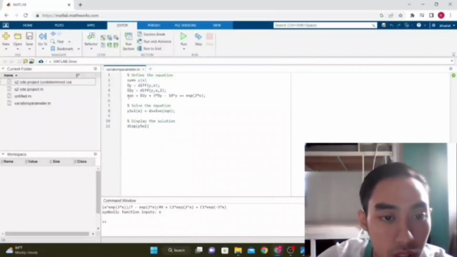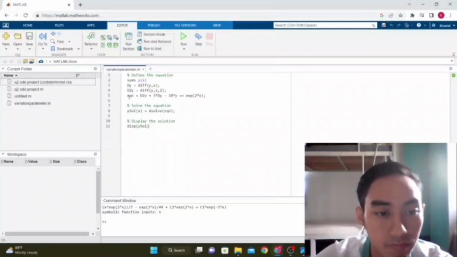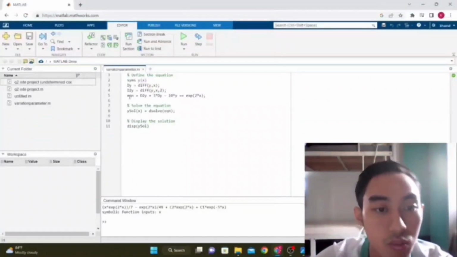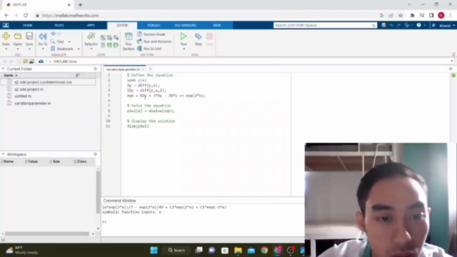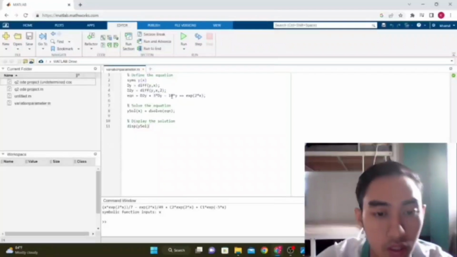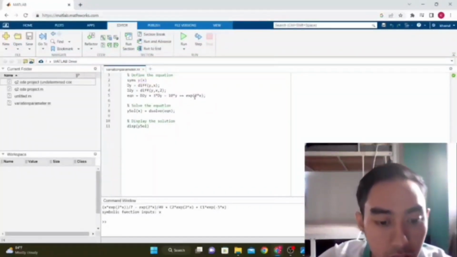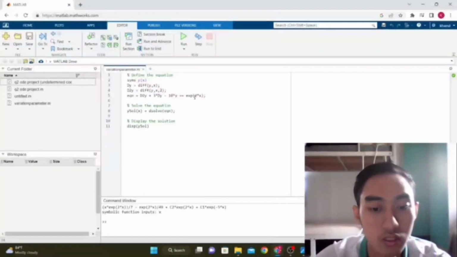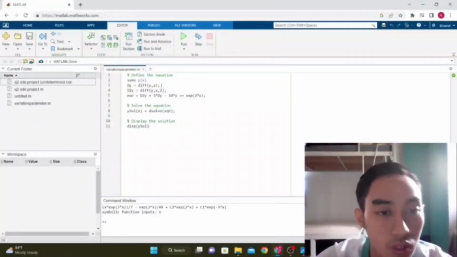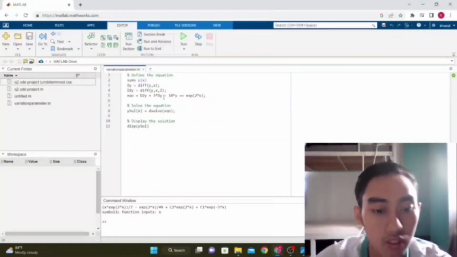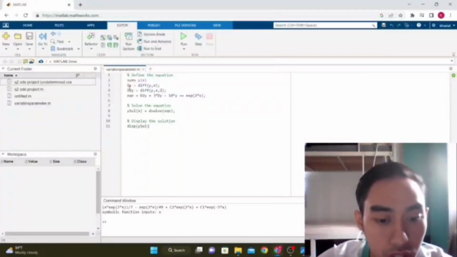So for the fifth line, this line defines the non-homogeneous equation, which is y'' plus 3y' minus 10y equal to e to the power of 2x. Using the symbolic variables d2y, dy, and y, we store it in the symbolic variable eqn.